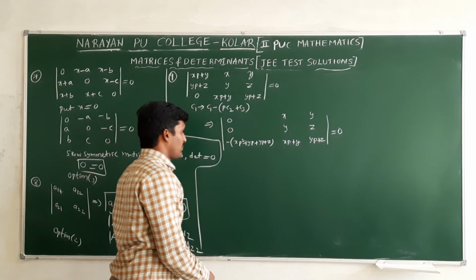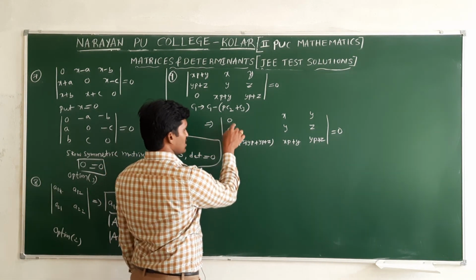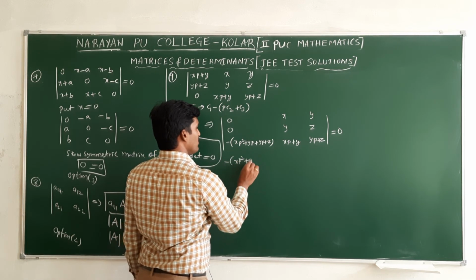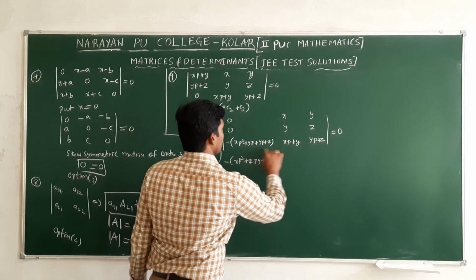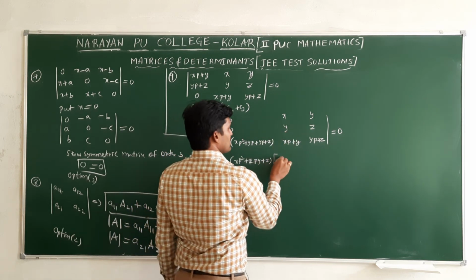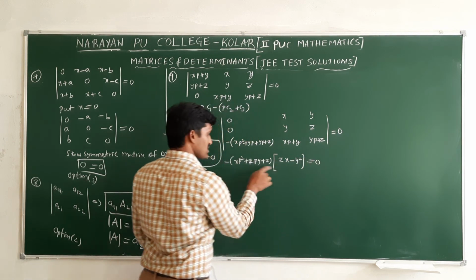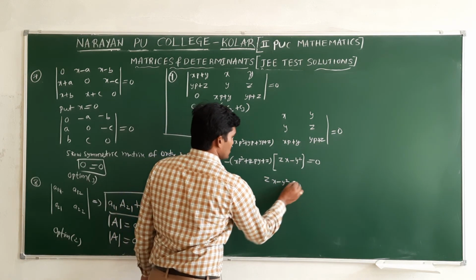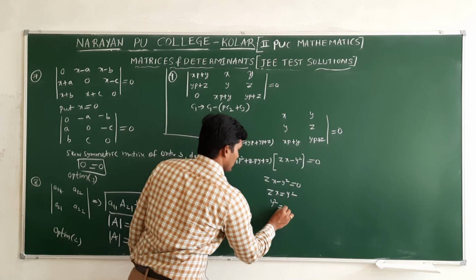To make zeros only we applied the operation. Now I will expand along C1. Along C1 means what here? 0, 0. Last element x p square plus 2 py plus z into deleting row and column, remaining zx minus y square equal to 0. This term is not 0. Okay? Only zx minus y square equal to 0. Zx equal to y square, that is y square equal to xz.